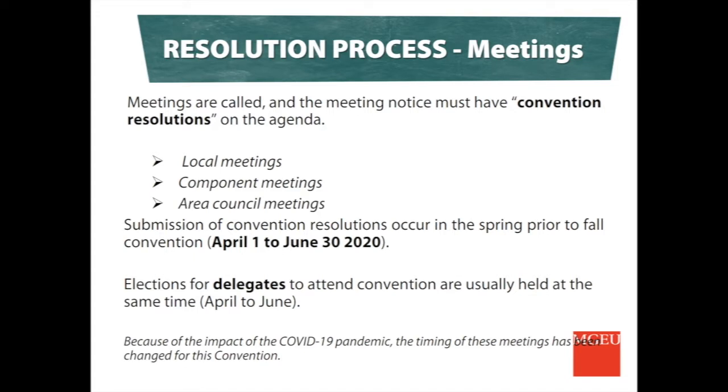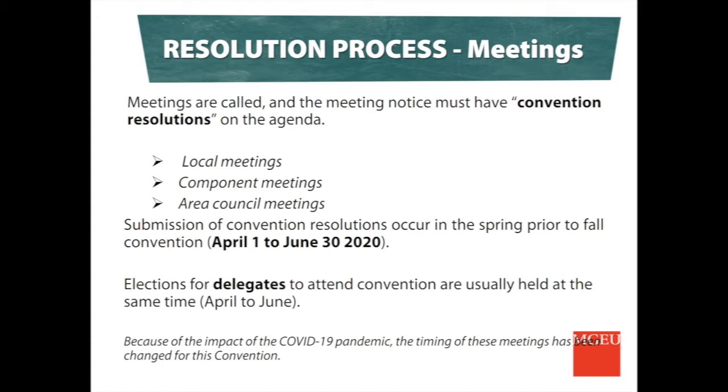So why are we here today? On your meeting notice, you should have noted convention resolutions listed on the agenda. Resolutions can be submitted at your local, component, and area council meetings. A resolution needs to be approved by your fellow members at the meeting before it can go further. So today, you will look at doing resolutions, and everybody present must vote for that resolution to go forward.